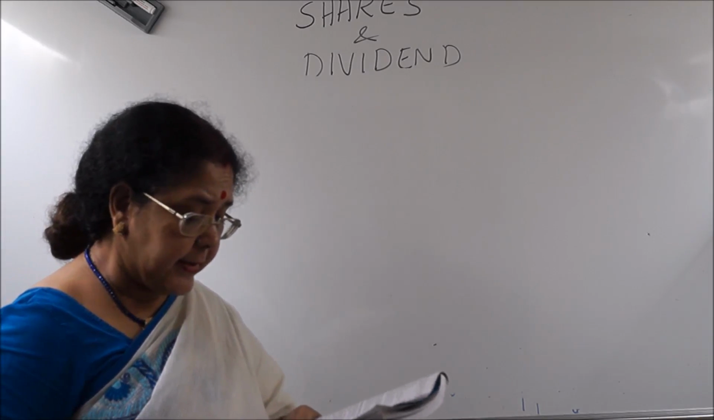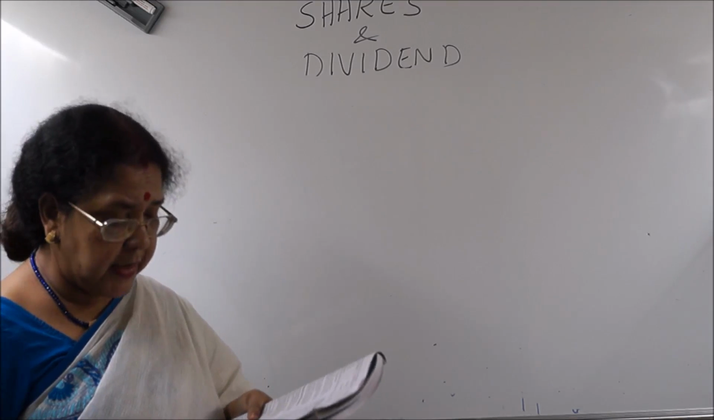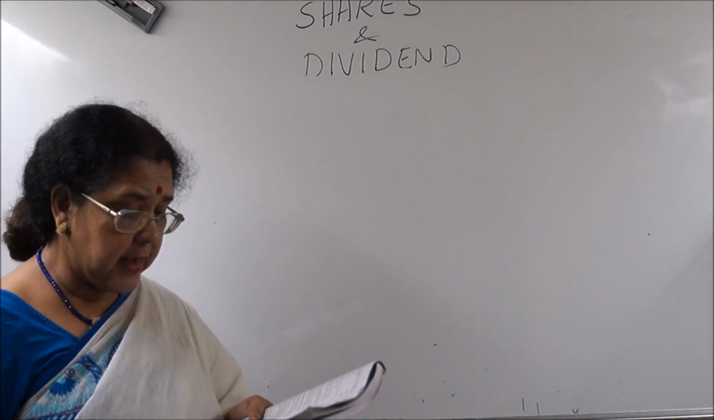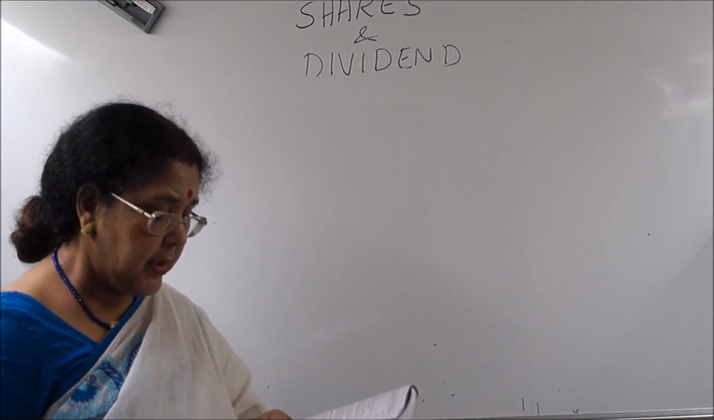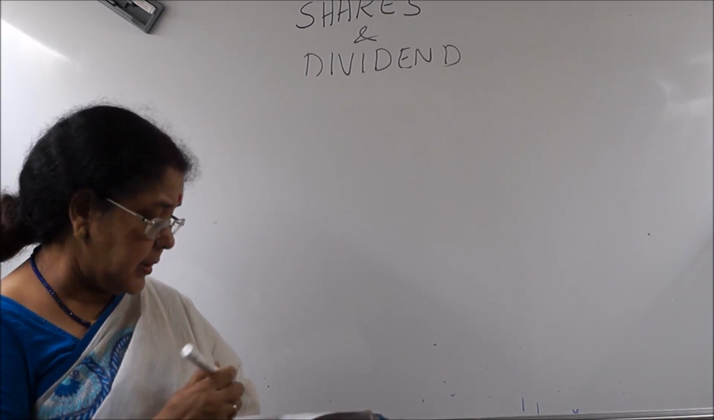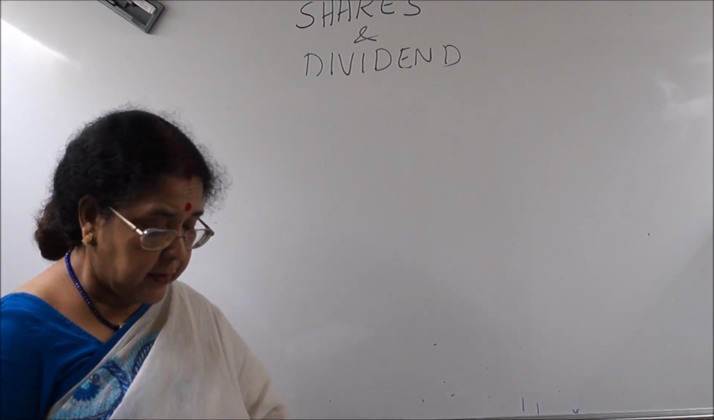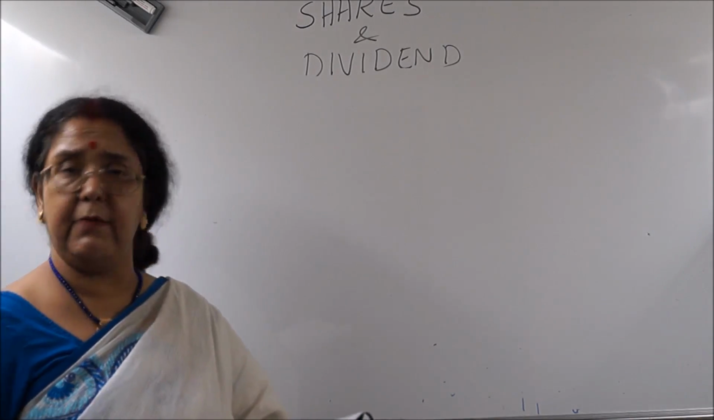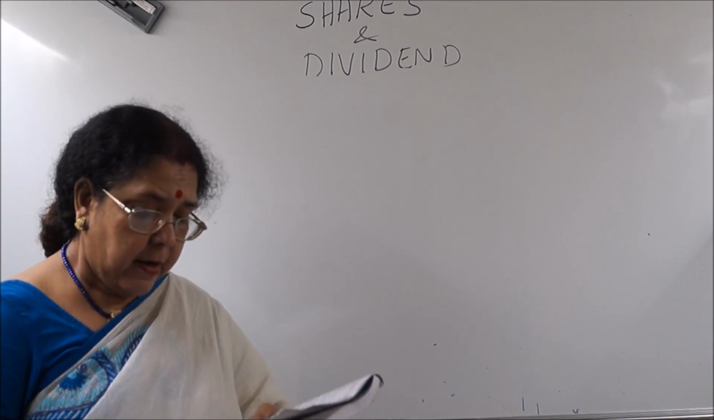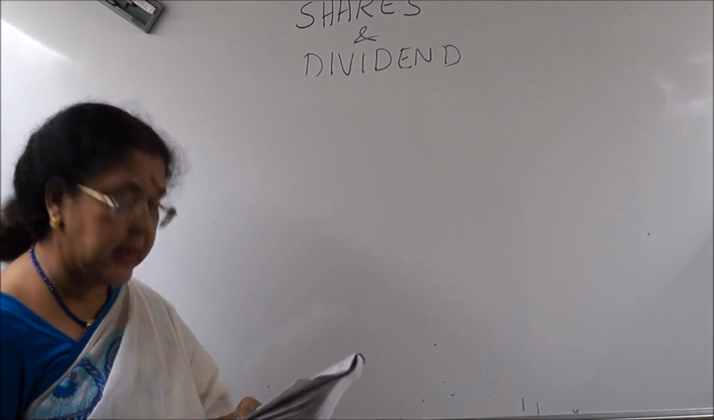A man invests a sum of money in rupees 100 shares paying 15% dividend quoted at 20% premium. If his annual dividend is rupees 540, calculate his total investment and the rate of return on his investment. So what is the data that we have? A man invests a certain sum of money. We do not know what is his investment, but we know that in rupees 100 shares, that is the nominal value is rupees 100, paying 15% dividend, quoted at 20% premium.